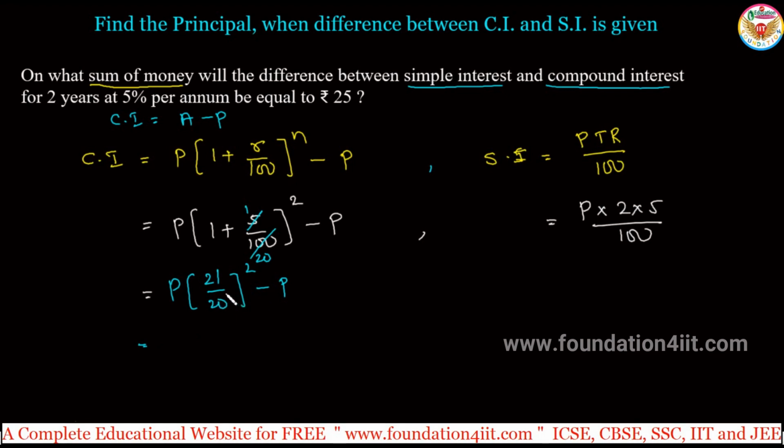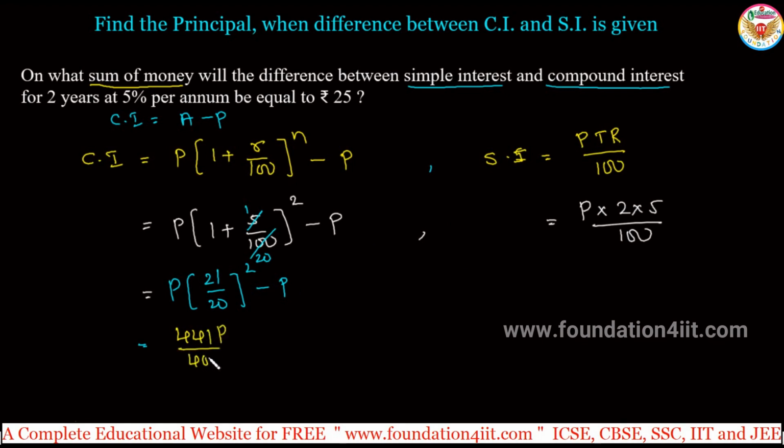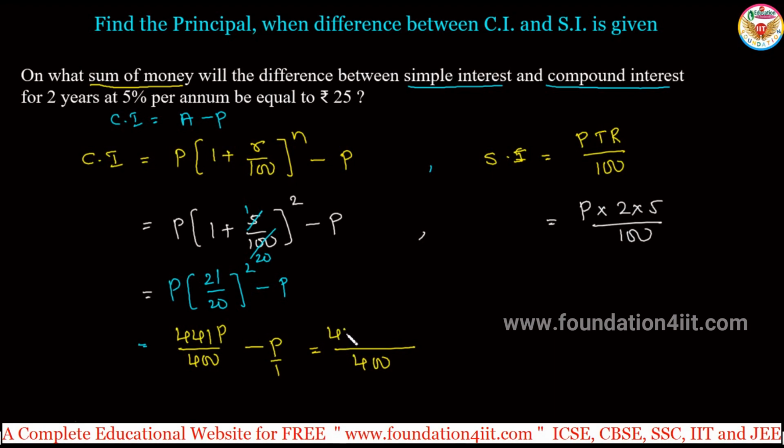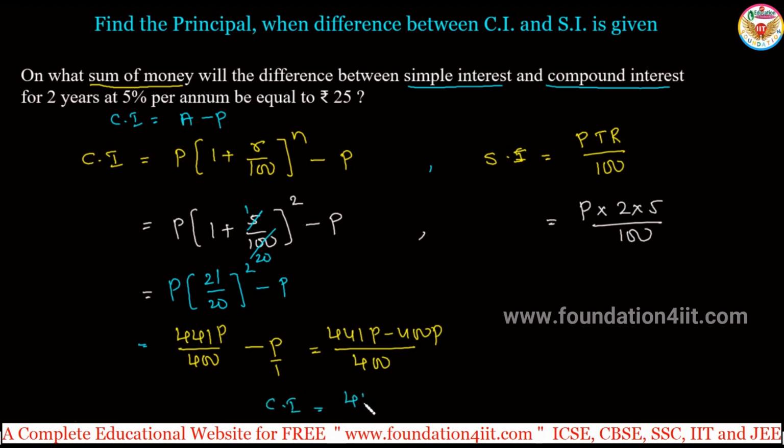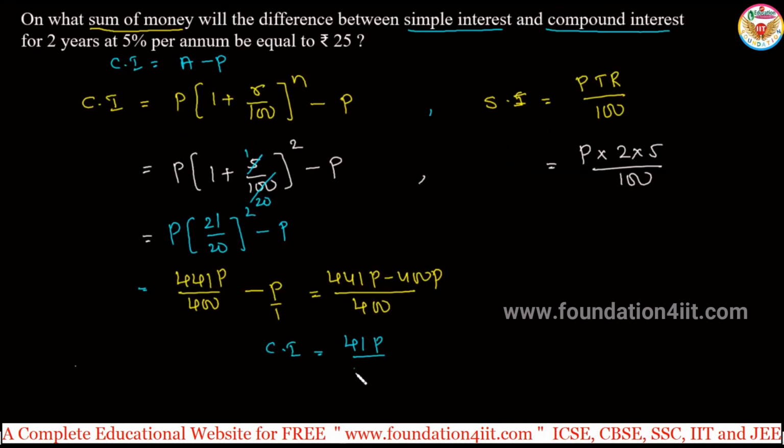21 by 20 means 21 into 21 should multiply, again 20 by 20 into 20. So if we calculate this, first let us simplify both, then we'll only go for the subtraction. Okay, so 21 into 20, 441p by 20 into 20 is 400, minus p. P is p minus 1, right? P by 1. We can take LCM is 400. So 441p minus 400p. So finally we'll get compound interest is equal to 41p by 400.